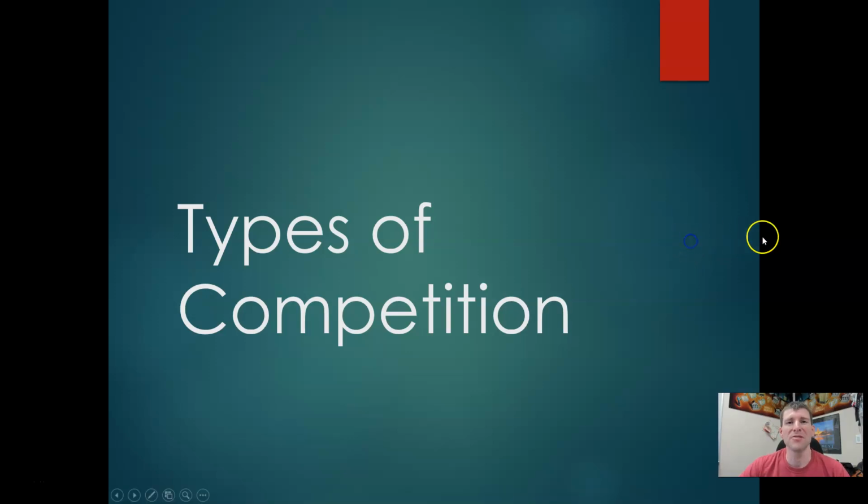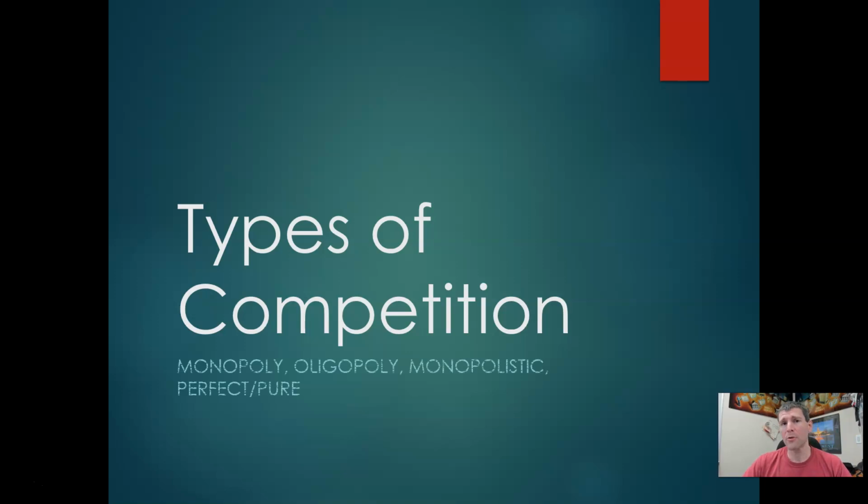All right, my econ students, the topic for this week is going to be types of competition or market structures. Last week we looked at business organizations, but every business exists inside a certain type of market. I'm not talking about fast food markets or something like that, but different types of competition. We're going to look at four main types: monopoly, oligopoly, that's how you pronounce that one, monopolistic, and perfect or pure competition.